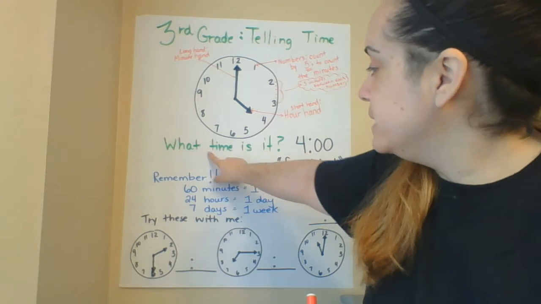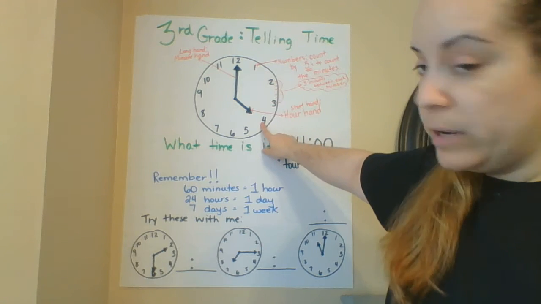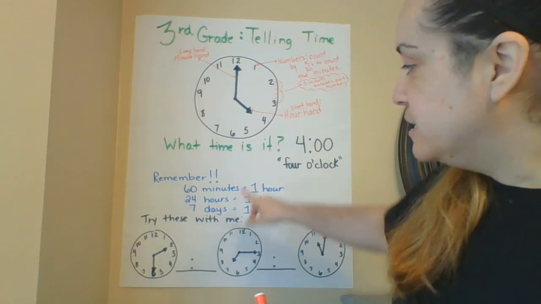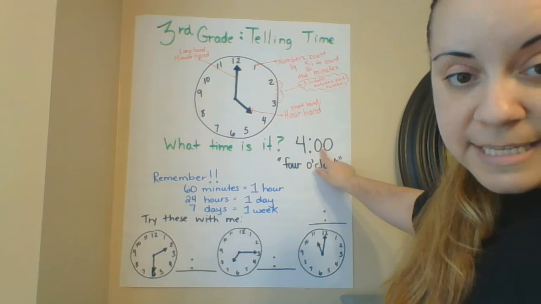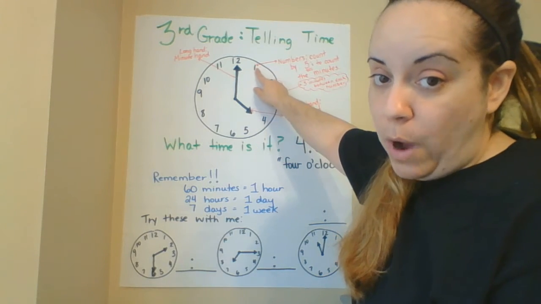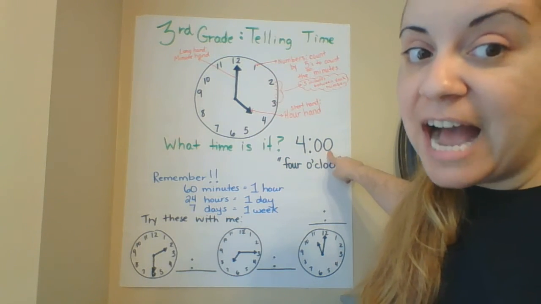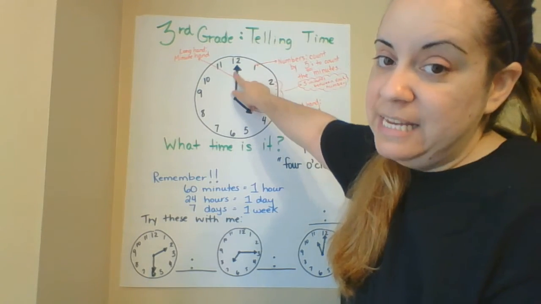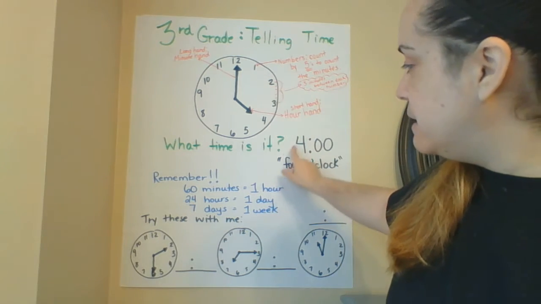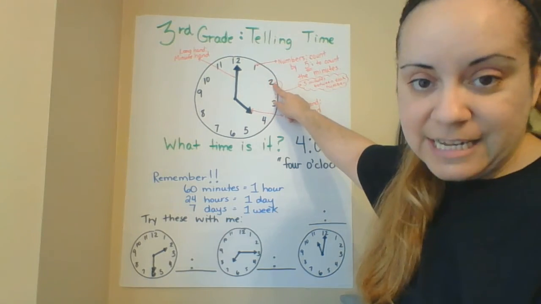So what time is it on this clock? Well, my hour hand is pointing to the 4, and I know that my minute hand is pointing to the 12, so it would be 4 o'clock. See how there's no minutes here? If I move this minute hand over to the 1, then it would be 4:05 because that would be 5 minutes. If I move this minute hand over to the 2, but my hour hand stays the same, then it would be 4:10. 4:10 because 5, 10 minutes.